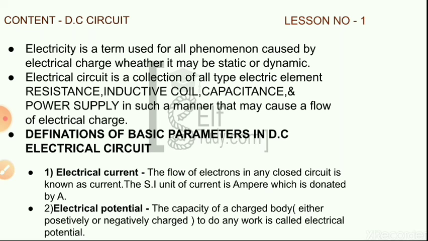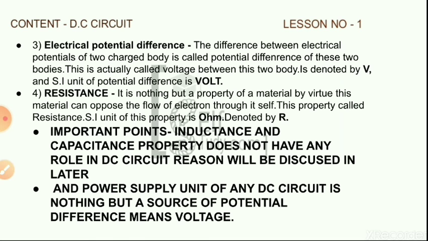Now the second point. The second point is electrical potential. The capacity of a charged body, either positively or negatively charged, to do any work is called electrical potential. Now the third point, the main point, electrical potential difference. What is that? The difference between electrical potentials of two charged body is called potential difference of these two body. This is actually called the voltage between these two body. This is denoted by capital V, and the SI unit of this potential difference or voltage is volt.